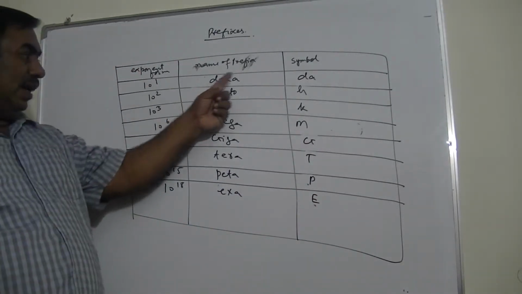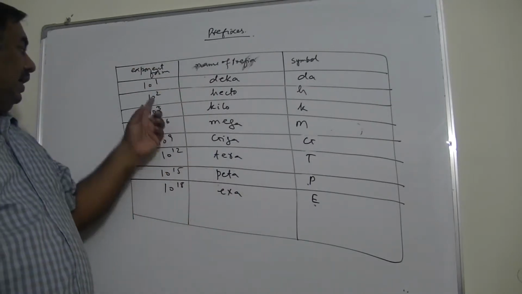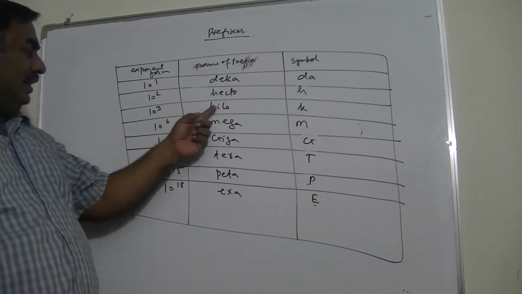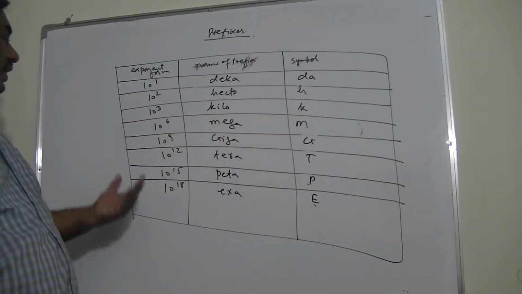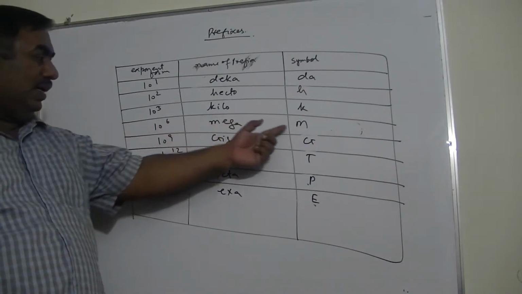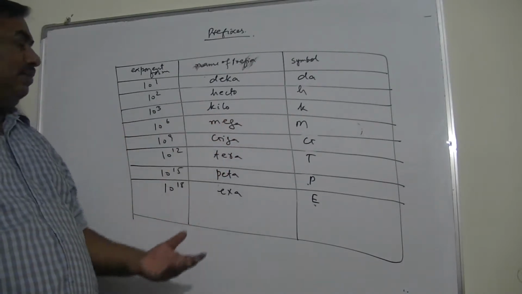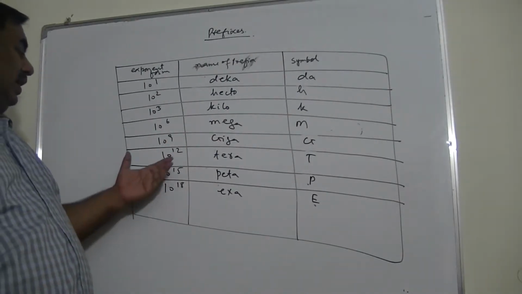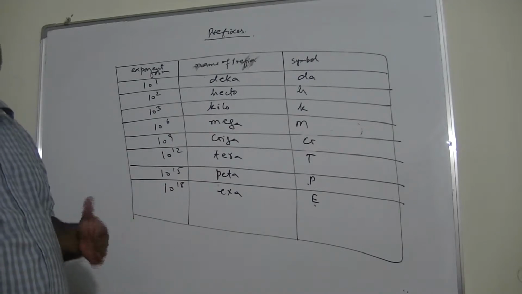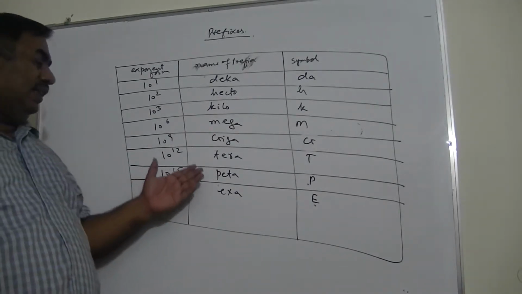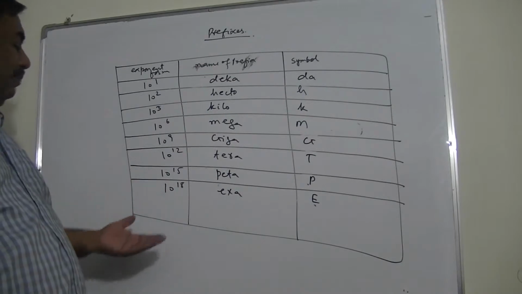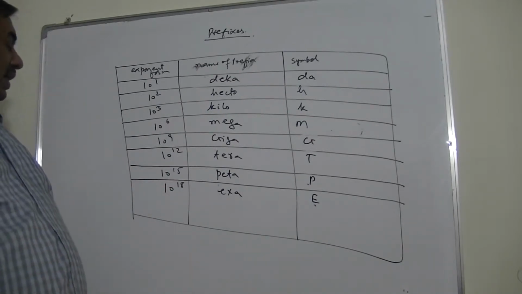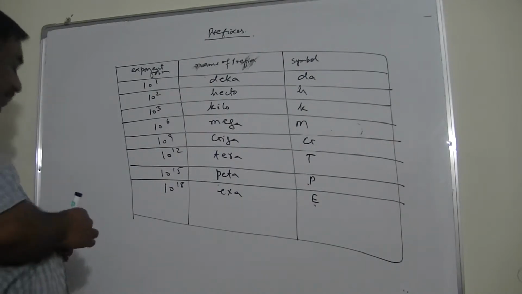10 power 1 is deca, but 10 power minus 1 is deci. 10 power 2 is hecto, but 10 power minus 2 is centi. 10 power 3 is kilo, but 10 power minus 3 is milli. 10 power 6 is mega, but 10 power minus 6 is micro. 10 power 9 is giga, but 10 power minus 9 is nano. 10 power 12 is tera, but 10 power minus 12 is pico. 10 power 15 is peta, but 10 power minus 15 is femto. 10 power 18 is exa, but 10 power minus 18 is atto. So these are the prefixes.